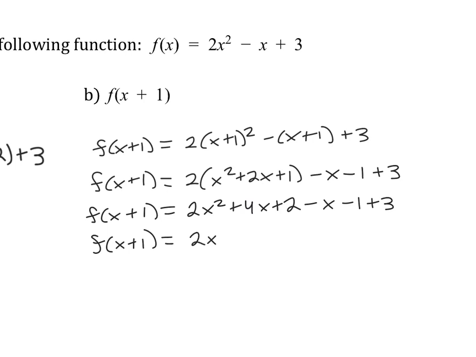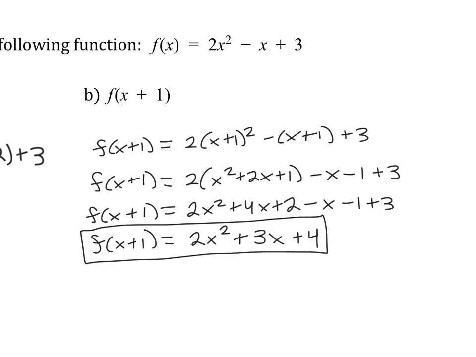So we have 2x squared. Here we have 4x minus 1x giving us 3x. And then here we have 2 plus 3 minus 1, which is 4. So again, general rule of thumb, when you substitute, do it with parentheses. Be careful with something like this. It actually means x plus 1 times x plus 1.